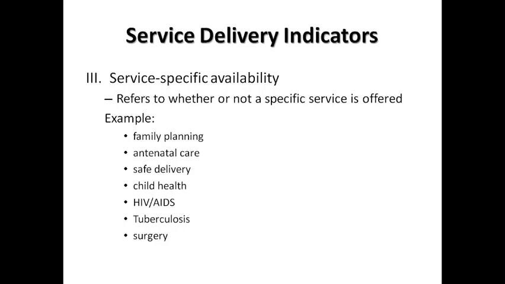For the third service delivery indicator, we also look into service-specific availability. So we have talked about the general services availability. Now, service-specific availability refers to whether or not a specific service is offered. So we all know that we have certain priority programs, such as maternal and child health, control of infectious diseases, and also control of non-communicable diseases. So we also look into the availability of these services in a particular health facility.